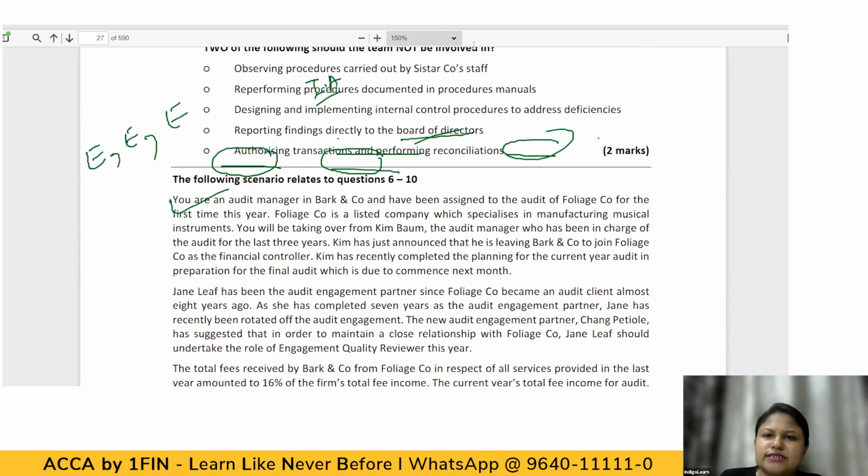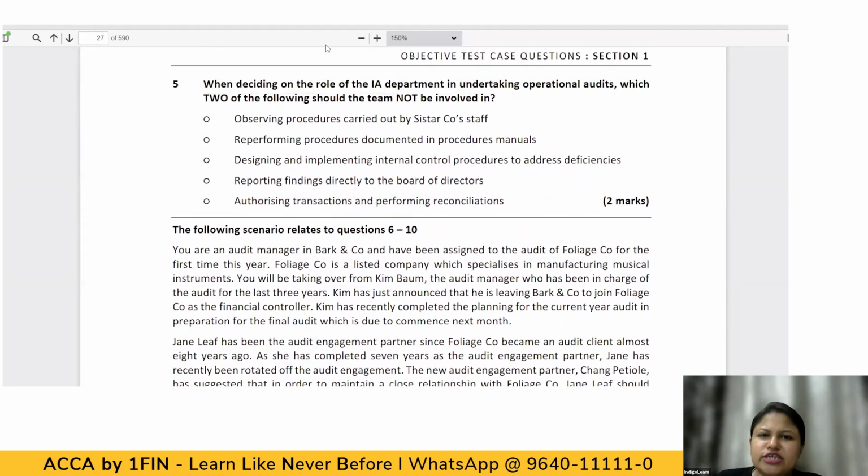Clear? Then 5th question. So if you have a general understanding also, you'll be able to understand the objective type of questions. When deciding on the role of internal audit department in undertaking operational audit, which two of the following should the team not be involved in? Operational audit is what? That the internal auditors are going to check whether operations are working effectively and efficiently or not. So which should not be involved?